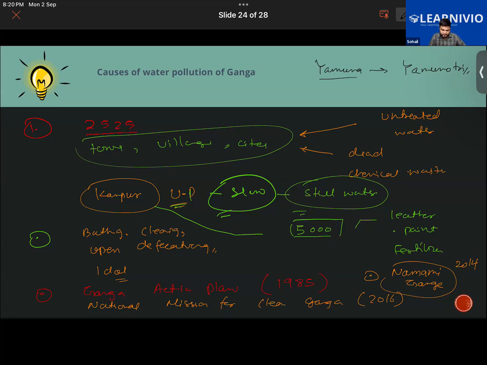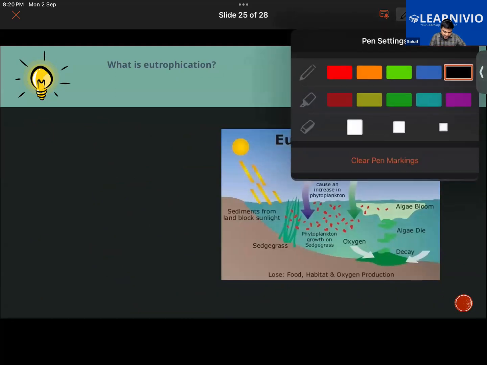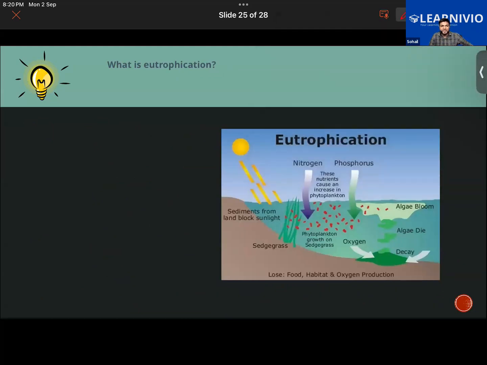Anyways, now moving on to another concept, that is the concept of eutrophication. Let us learn about what eutrophication is. Talking about eutrophication, see, farmers nowadays are using pesticides, insecticides, and weedicides, but without proper knowledge. They don't have the knowledge of the right amount, the right dosage, of how much insecticide or fertilizer should be used in the field.